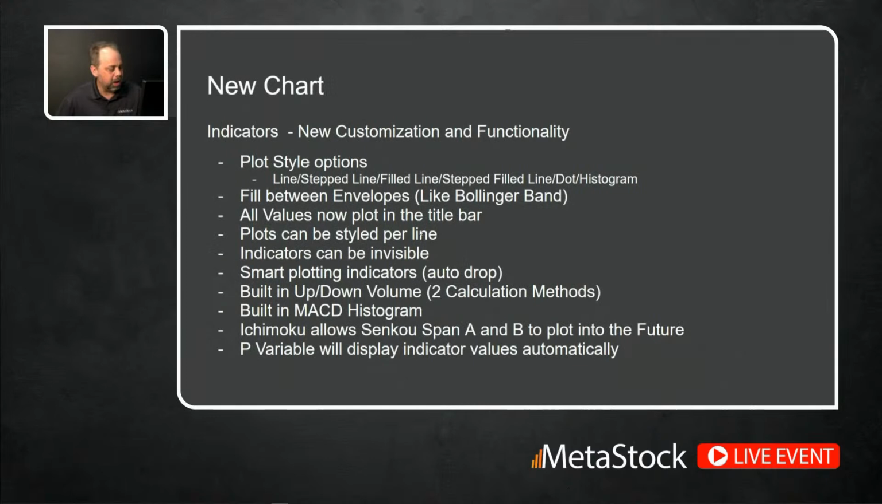Okay. Let's see. If you use the p variable, this might be important to you. The p variable will now display indicator values automatically. If you don't use the p variable, don't worry about that bullet. So it's a little bit further than the discussion that we're going to have today about charting and indicators and stuff like that. And that does cover what I want to talk about with indicators.